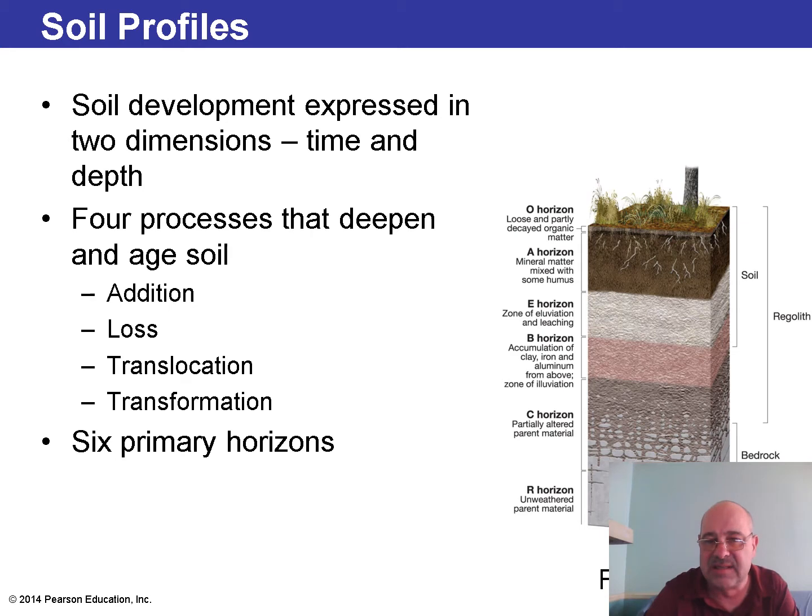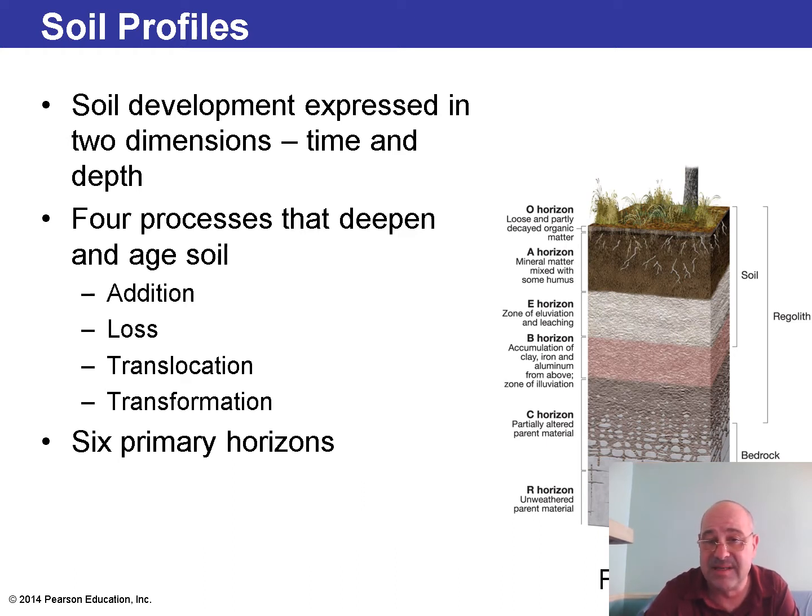The B horizon, accumulation of clay, iron, aluminum from above, a zone of illuviation. So everything gets eluviated down. Now, the B horizons, we always have B horizons. We have B horizons, and sometimes we've got more than one, and I'll explain that here in a minute.